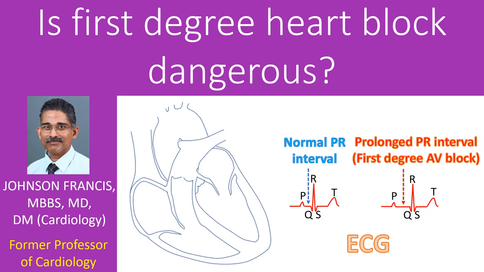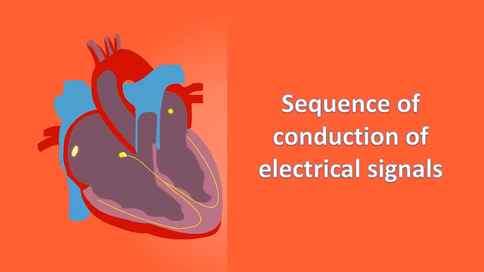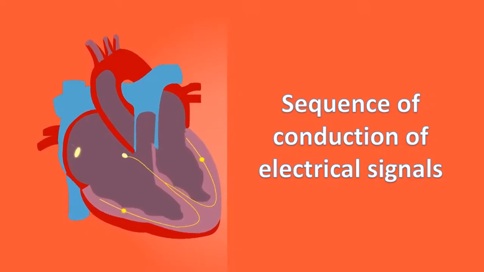Normal interval between the onset of the P wave and the onset of the QRS complex is up to 1/5 of a second, 0.2 seconds. When this interval is increased, it is called first degree heart block or first degree atrioventricular or AV block to be specific. Atria are the upper chambers of the heart and ventricles the lower chambers. This interval is known as the PR interval.